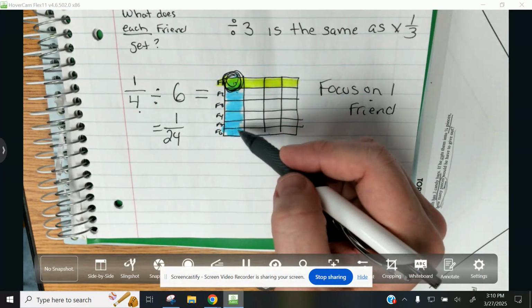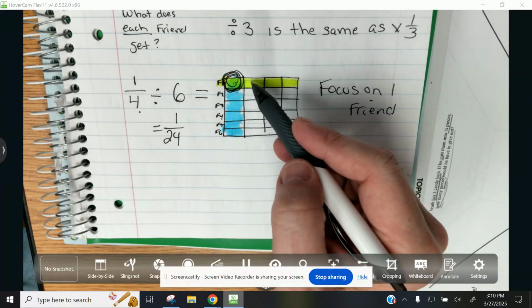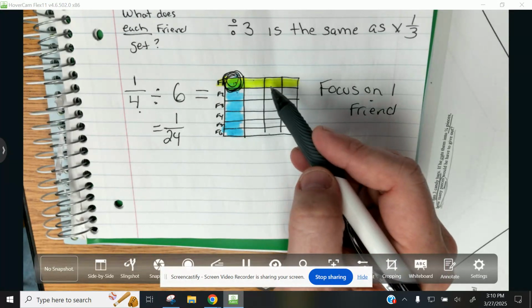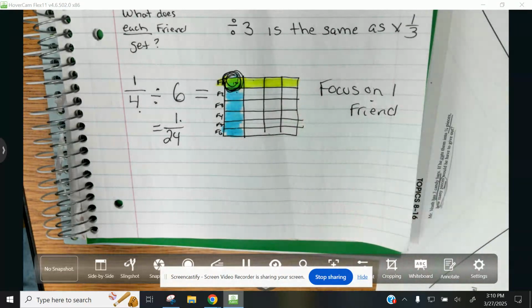He doesn't get any of these because that's friend 2, 3, 4, 5, and 6. I don't have these pieces over here. They're not shaded. So it's only where the double shade is, and it's 1. And then my new cut's 24.